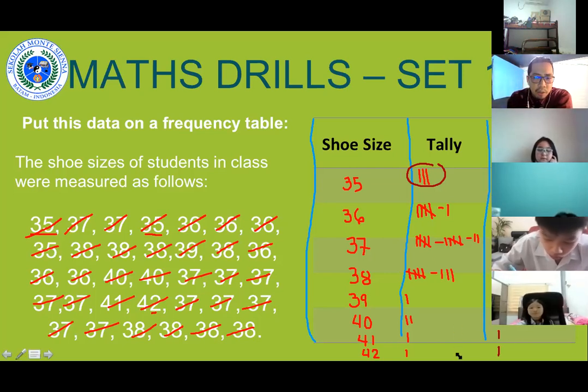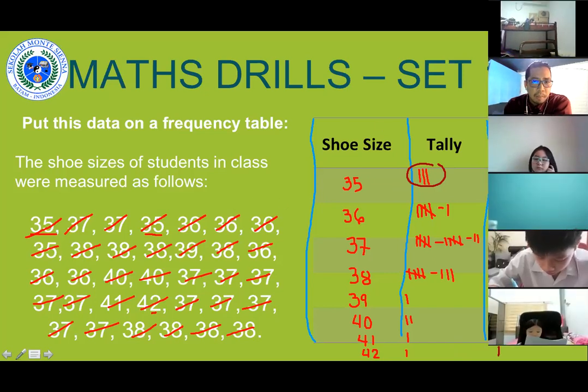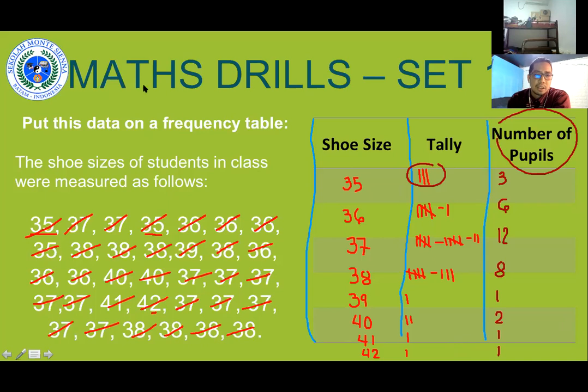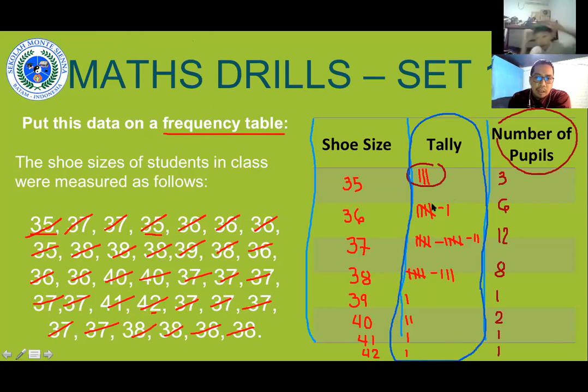Any question for this part of our discussion for the drill? No, I don't have any question. It's pretty clear. Yeah, good. So remember the name. What is the name of this table? It's a frequency table. This part represents the frequency. If you can see, I use sticks and then I group them into five so that it would be easy for me to count.